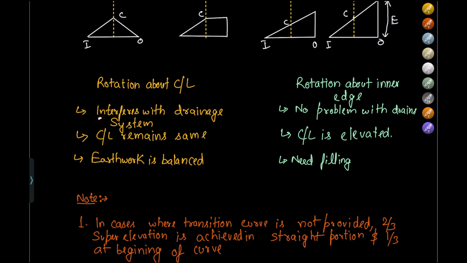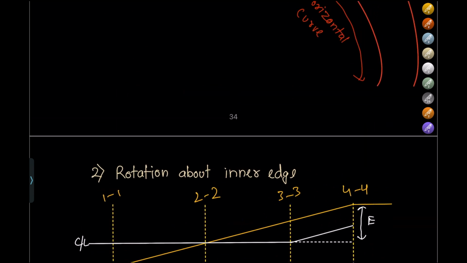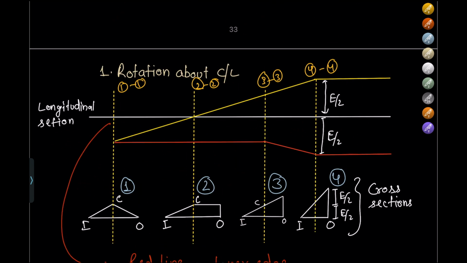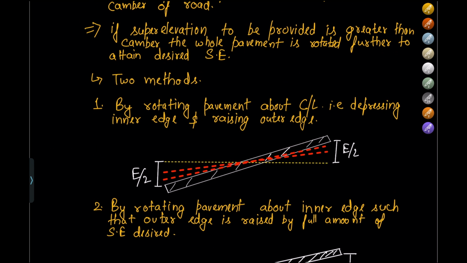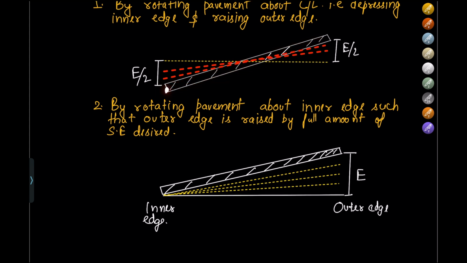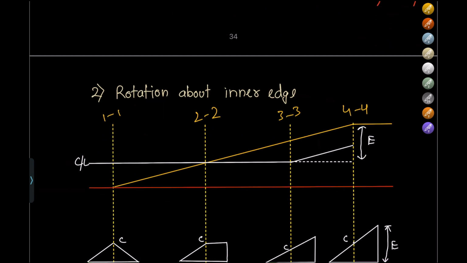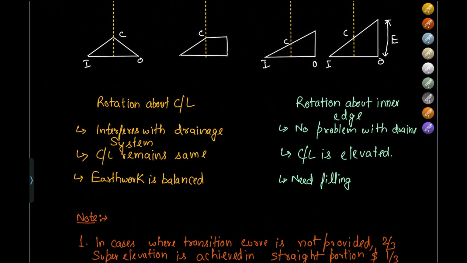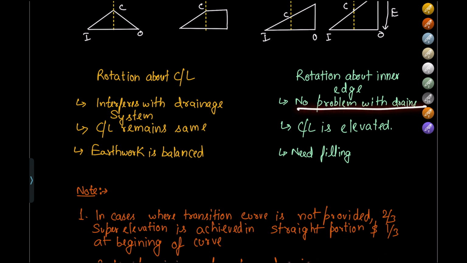We'll have a look at that. It interferes with the drainage system as the rotation is done about the center line. In this method, as the rotation is done about the center line, the inner edge will be depressed, and that will cause the slope of the drain to be disturbed as compared to the straight section, and that is why it is less preferred for regions where drainage is to be provided. There is no problem with the drain in rotation about the inner edge. In rotation about the center line, one benefit is the center line remains the same, whereas the center line is elevated in the case of rotation about the inner edge.